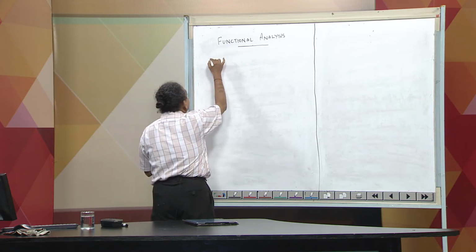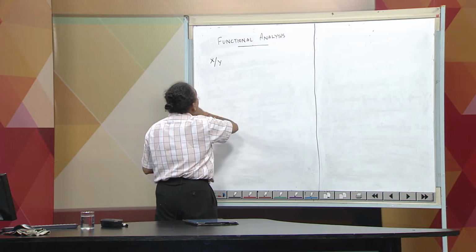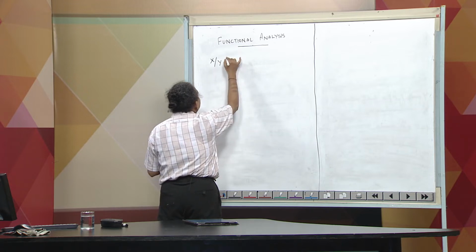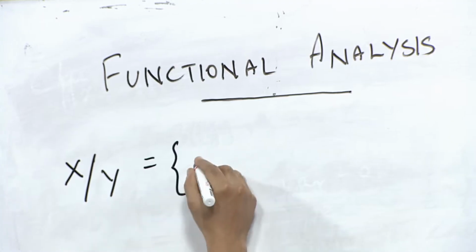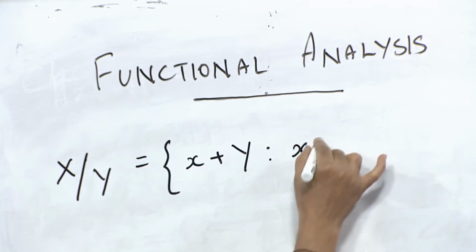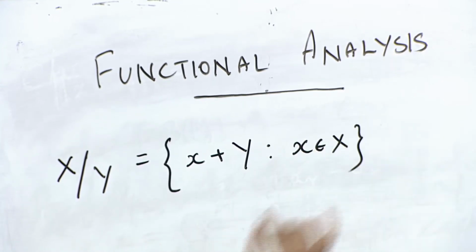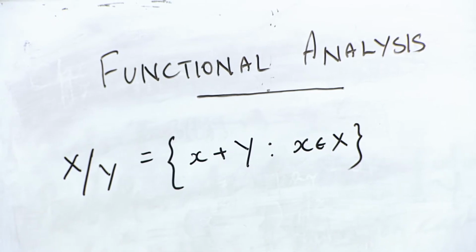Right. So, let us recall, if you have a closed subspace Y of a normed linear space X, then this X mod Y stands for all cosets x plus Y such that x belongs to X, right. So, today we are going to define what is known as the norm of a coset.